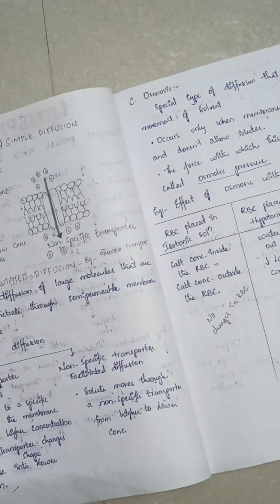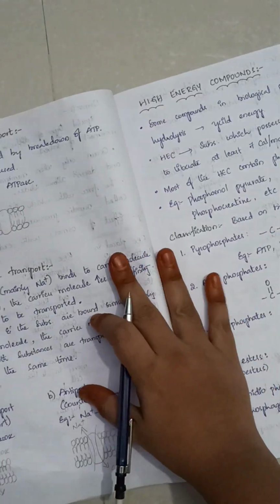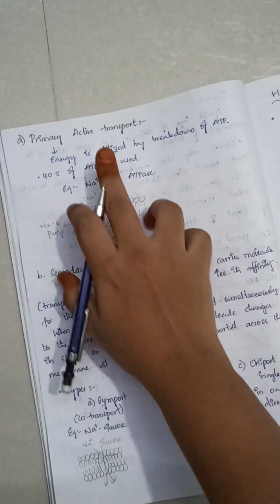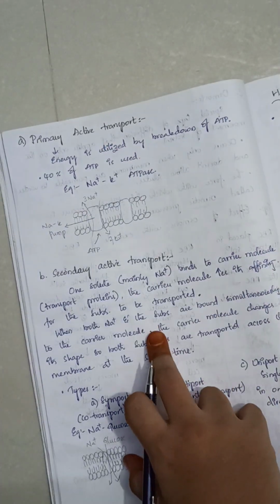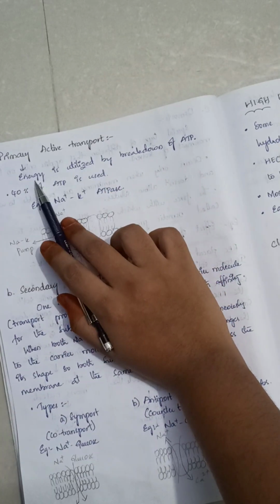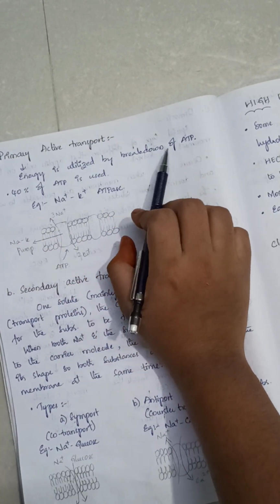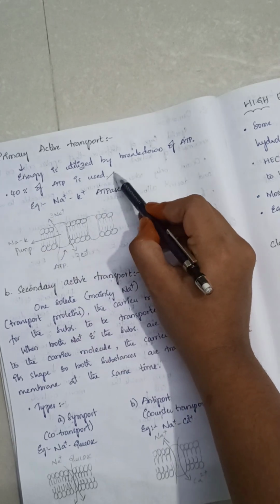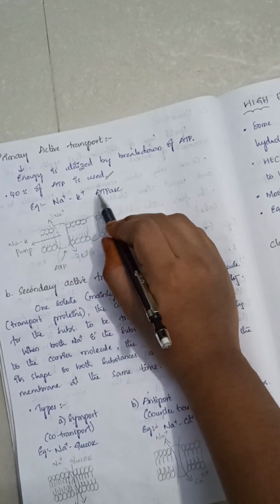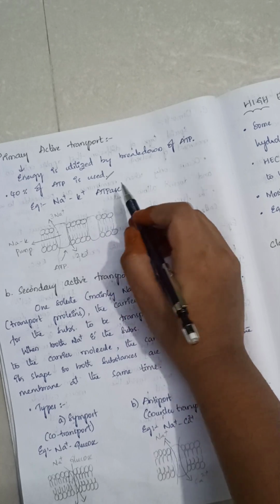Then coming to active transport. Active transport we have two types. What are active transport? Two types: primary active transport and secondary active transport. What is primary active transport? Primary active transport is where energy is utilized by breakdown of ATP, that is 40% of energy is used. For example, the sodium potassium ATPase is here.